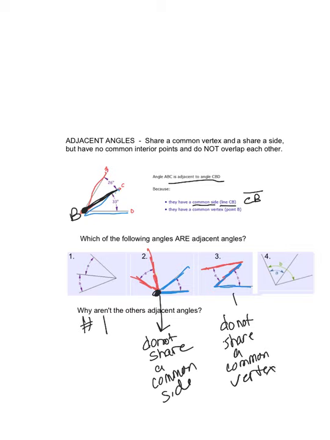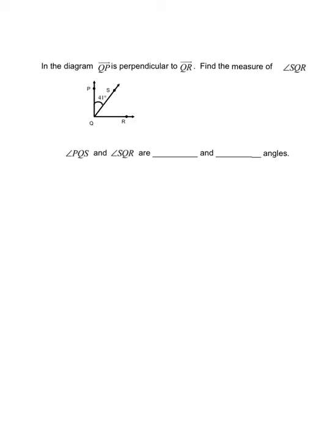All right, let's look at the next one. I'm going to label angle A and angle B. Here's angle A. Here's angle B. They do share a common side. This is their common side. They do share a common vertex, but they overlap. So it is not an adjacent angle because they overlap. Number 1's the only one that is adjacent. First page of your homework is identifying adjacent angles like this.